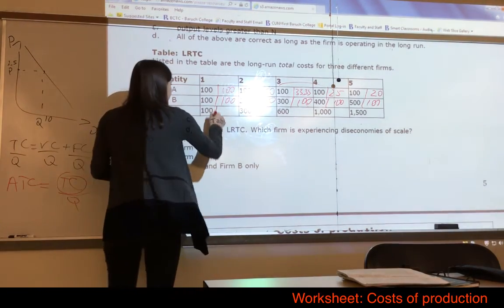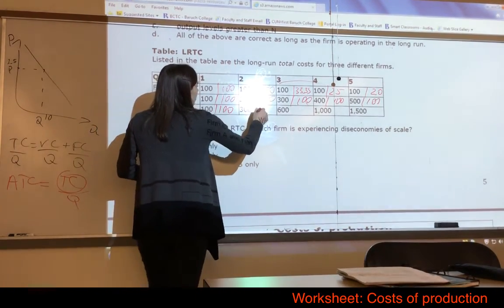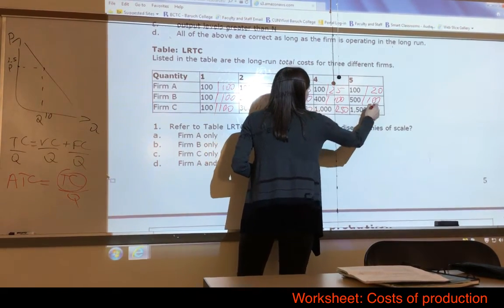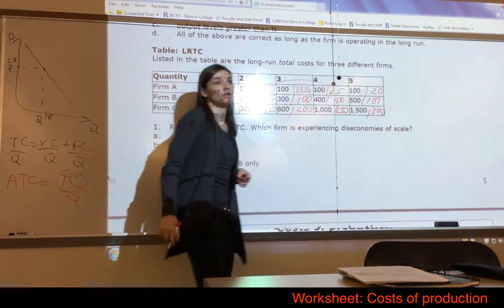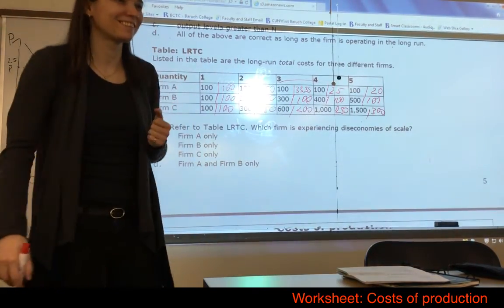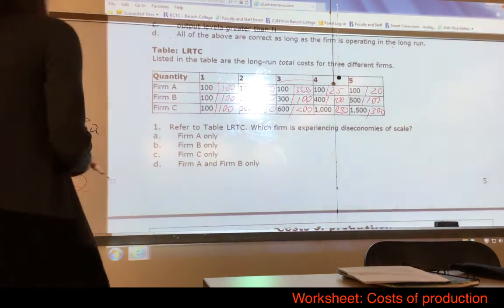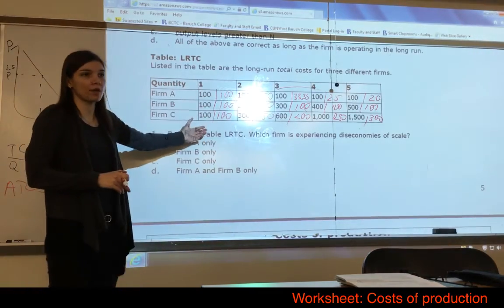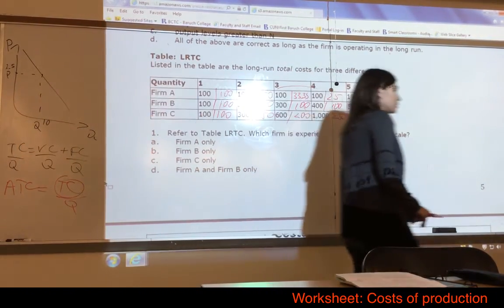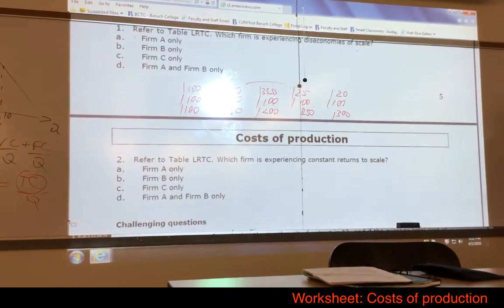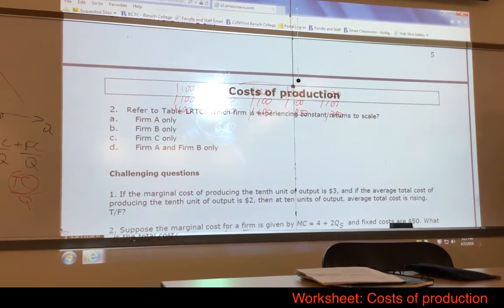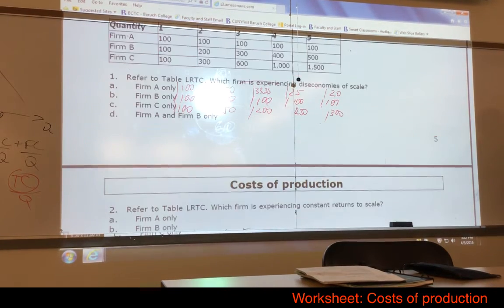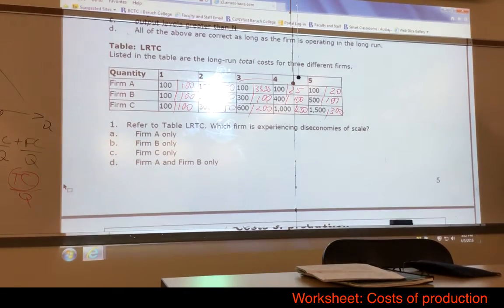And now C is 100, 150, 200, 250, 300. So you're right, but for the wrong reason. Right? So we have to look at the average total cost, and if it's increasing with quantity, then we have diseconomies of scale. Which one is experiencing constant returns to scale? B only. There. B only.